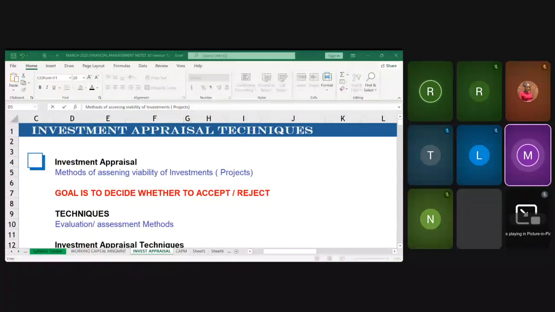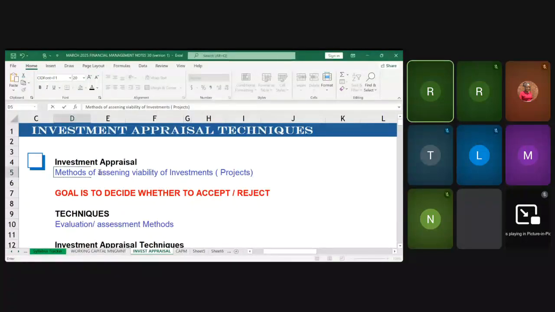Working or not. Right, assessing viability of projects.